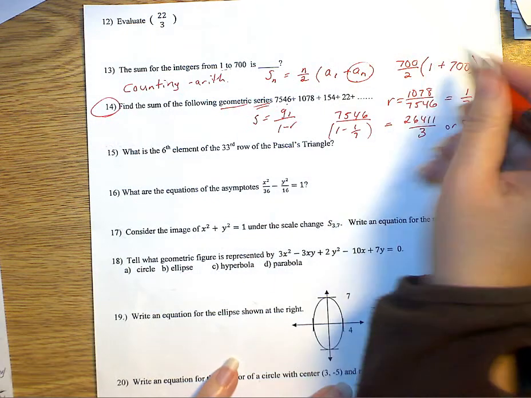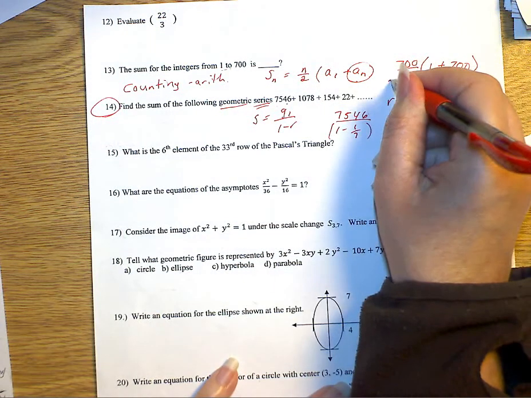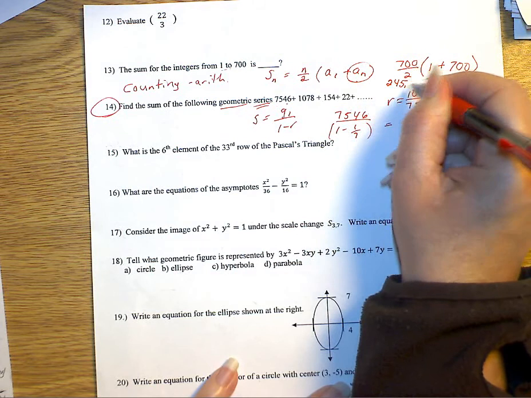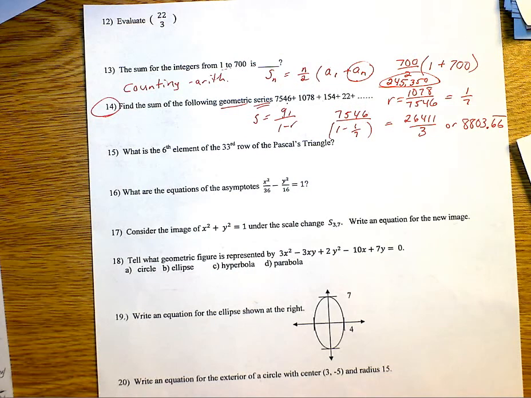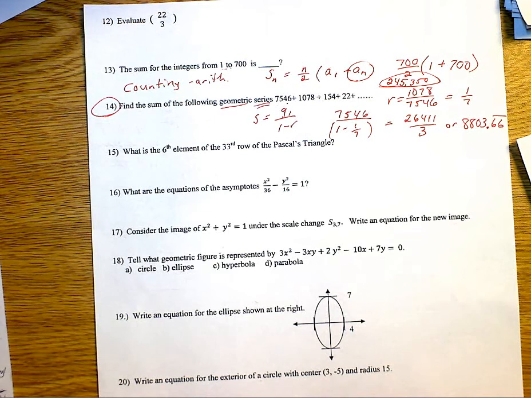You should get 245350. Next question to you guys is, you want me to start on the back side or the front side? Front? Okay.